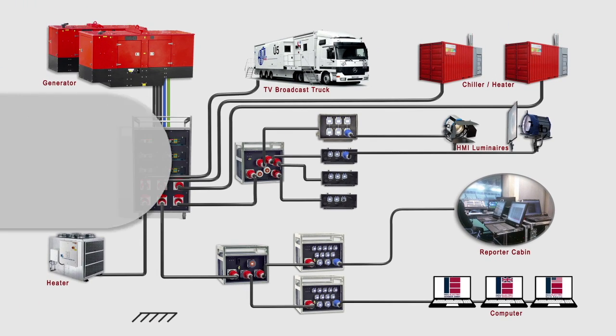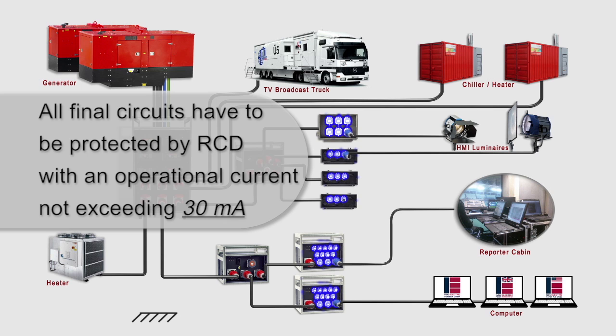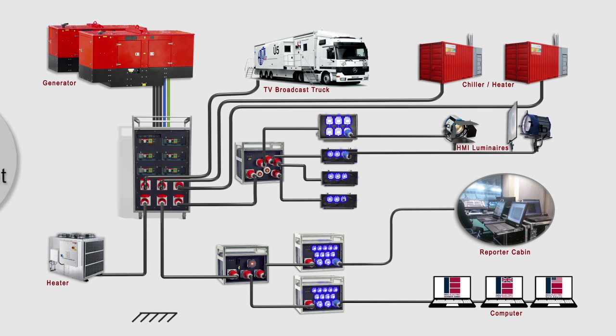According to European standards, every final circuit must be protected by an RCD with a rated residual operating current not exceeding 30 mA. For distribution boards, this means all 230-volt socket outlets, as well as any 16 and 32 ampere 400-volt outlets that are used for operating end consumers.